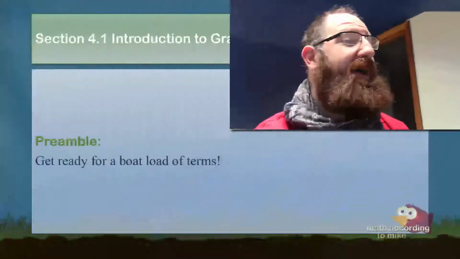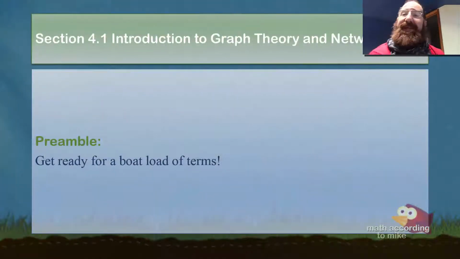Chapter 4, 4.1, Introduction to Graph Theory and Networks. As it says, there's a lot of terminology in this chapter, some of which will appear on your exam. So you will need to know some terms. Strongly suggest that you bust out some index cards. Maybe put the definition on one side, term on the other, or term on one side and a drawing of that term on the other. Something like that to help you get these terms down.